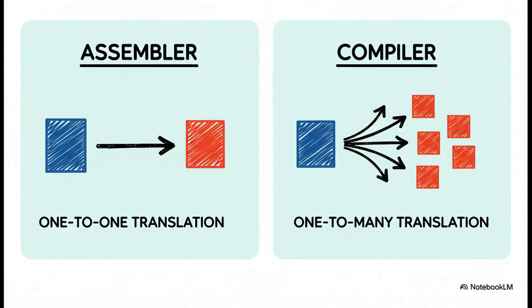Now, this right here highlights a really key difference. An assembler, you'll remember, does a pretty simple one-to-one swap. One assembly command equals one machine instruction. A compiler, though, is way smarter. It does a one-to-many translation. It can take a single, powerful line of our code and expand it into 10, 20, maybe even more low-level instructions that the machine needs to get the job done.